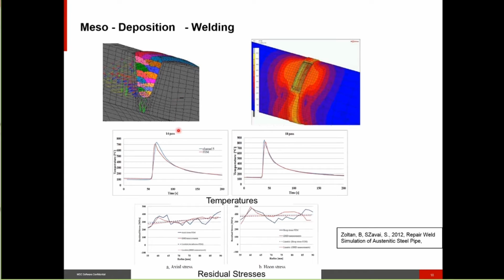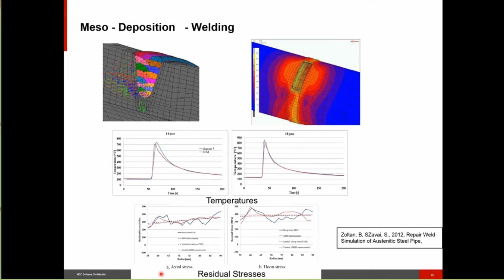But very detailed simulations, using thermocouples to do the prediction and the measurement, basically show that we get very good correlation with the Marc program, and the Marc program is the technology behind Simufact Additive, to predict the temperatures in these processes after 14 passes, after 18 passes.